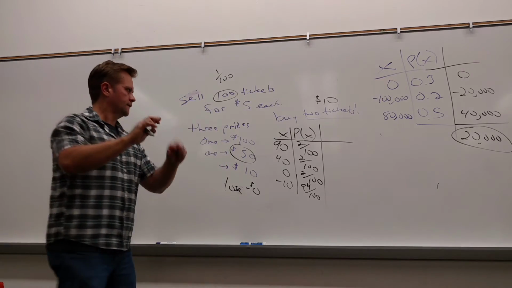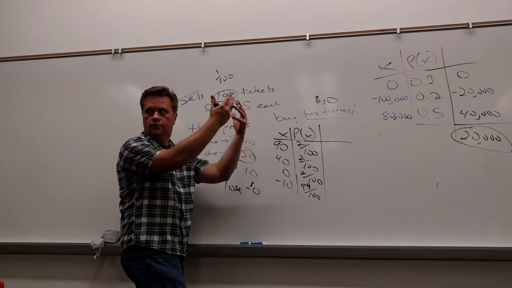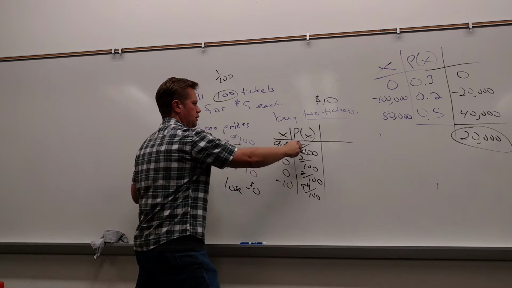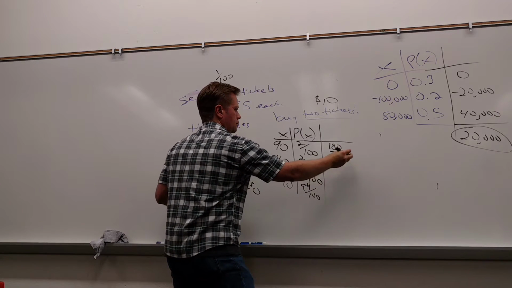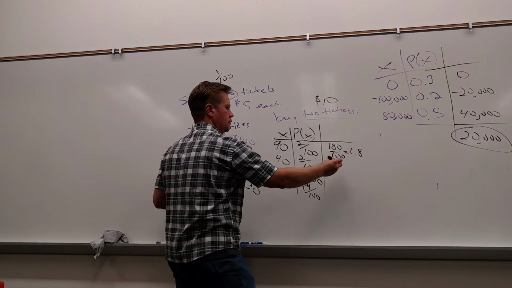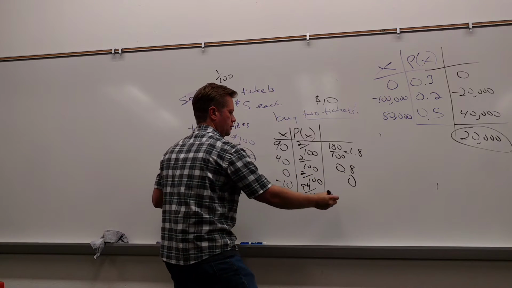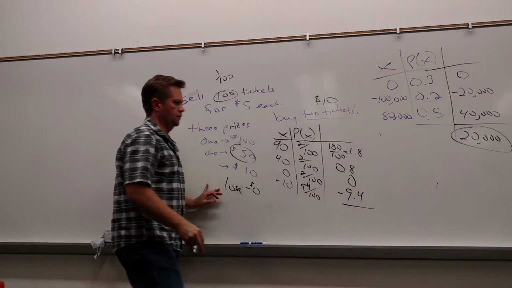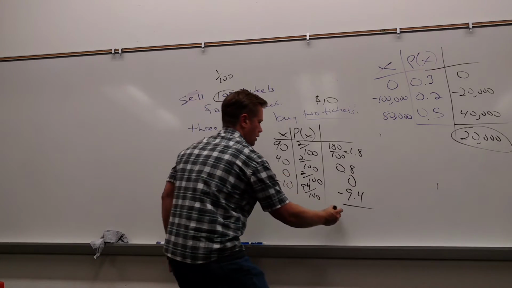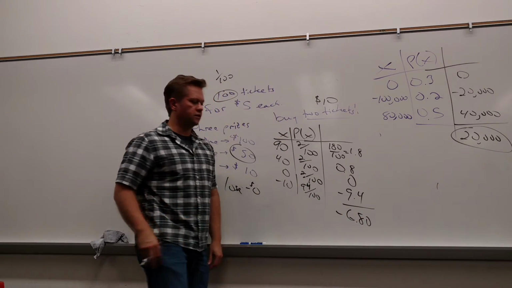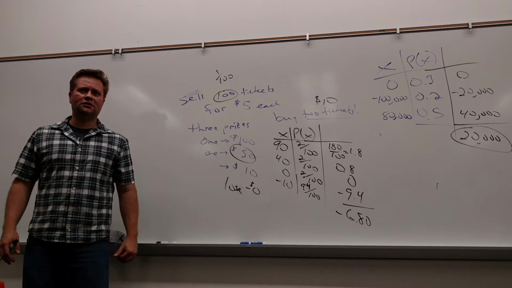We will. And now that I've got it set up like this, I just multiply across, add down, so I get, let's write 1.8, 0.8, 0, and negative 9.4. So what's that mean? You don't have very good chances. I don't have a good chance at all, man.